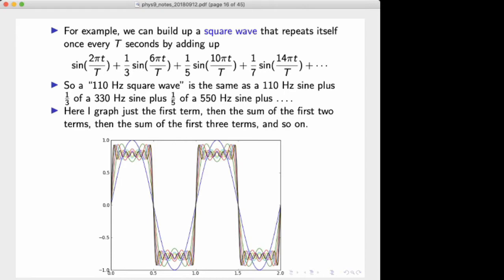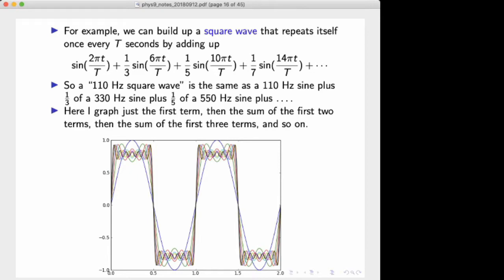So basically, frequency f plus 1/3 of frequency 3f plus 1/5 of frequency 5f plus 1/7 of frequency 7f. So a 110 hertz square wave is the same as a 110 hertz sine wave plus 1/3 of a 330 hertz sine plus 1/5 of a 550 hertz sine, and so on.